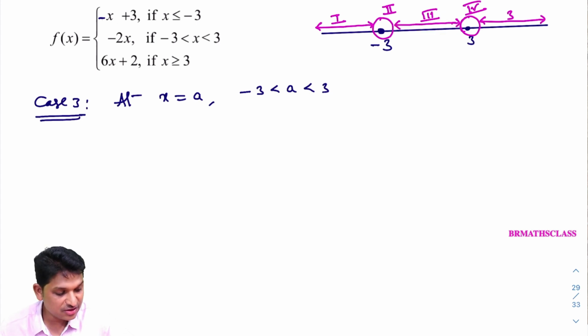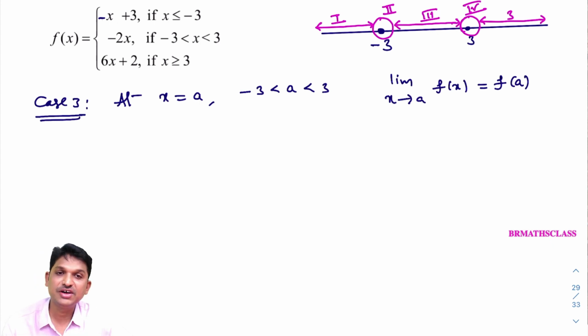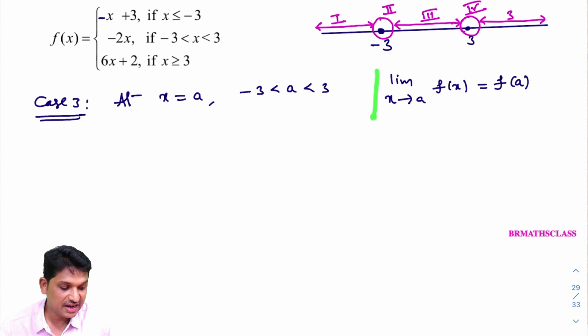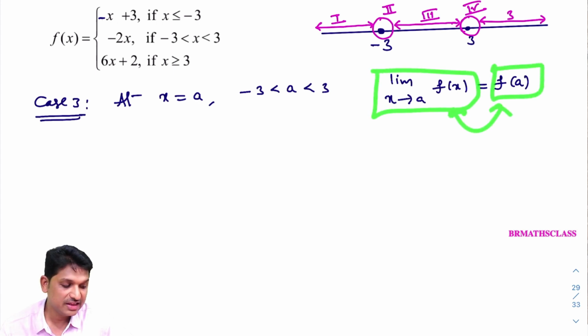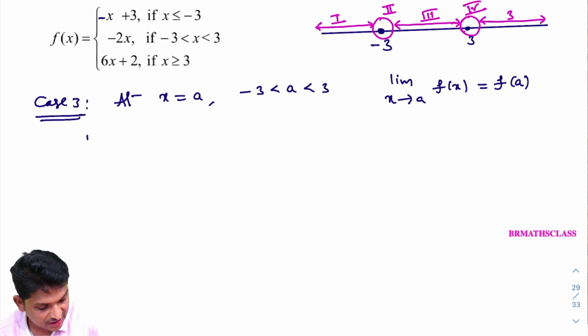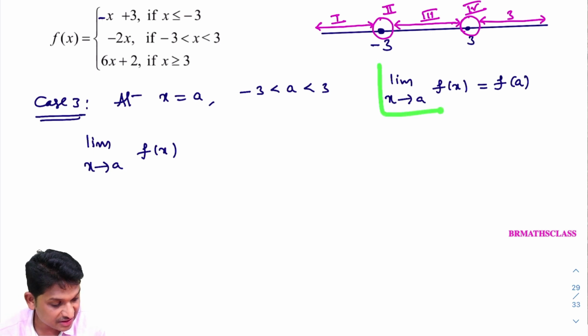Hero of this story, as usual, limit x approaches a, f of x equal to f of a. Then we can say that the function is continuous at x equal to a. So what will I do? First I'll calculate this one. Next, I'll calculate this one. If both are equal, then I can say that this function is continuous at x equal to a. Right. So first, limit x approaches a, f of x I'll calculate.